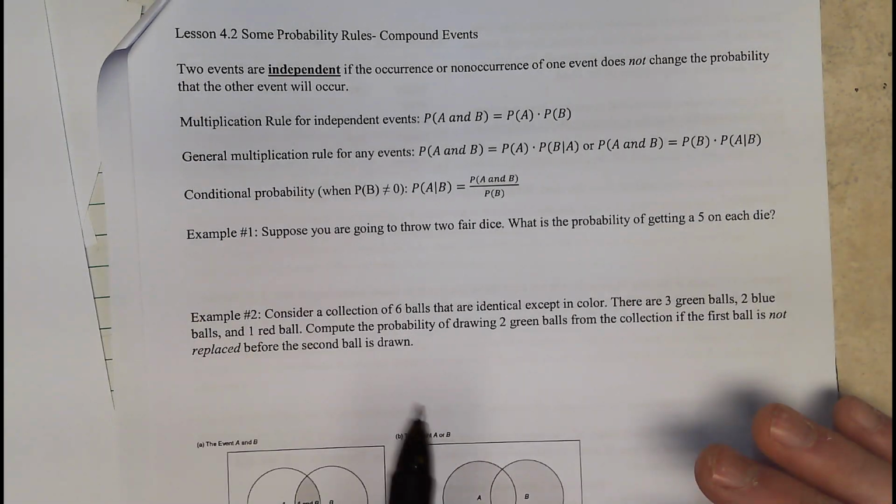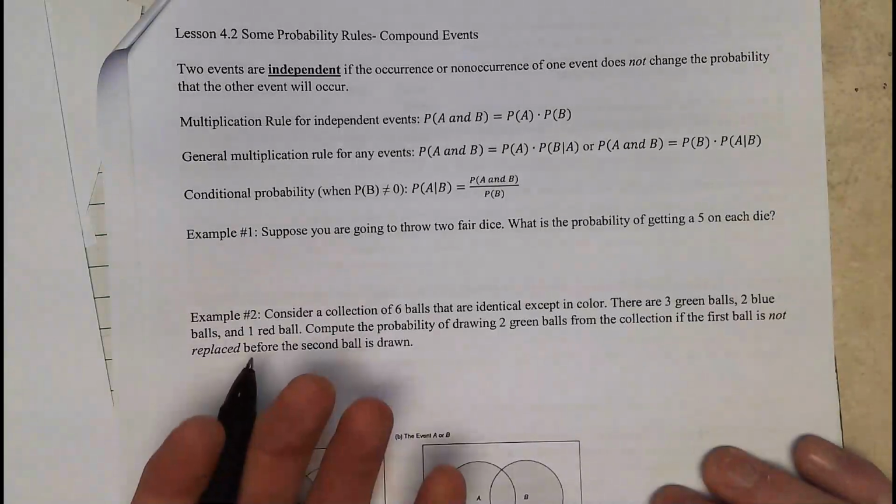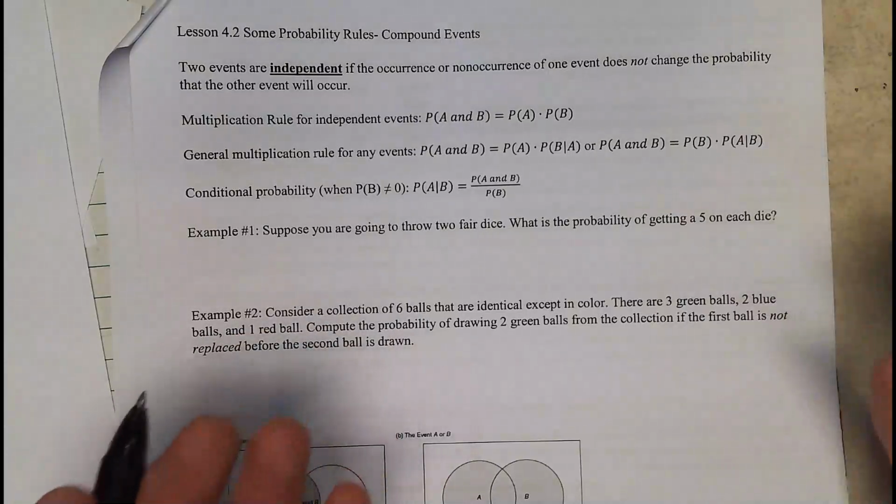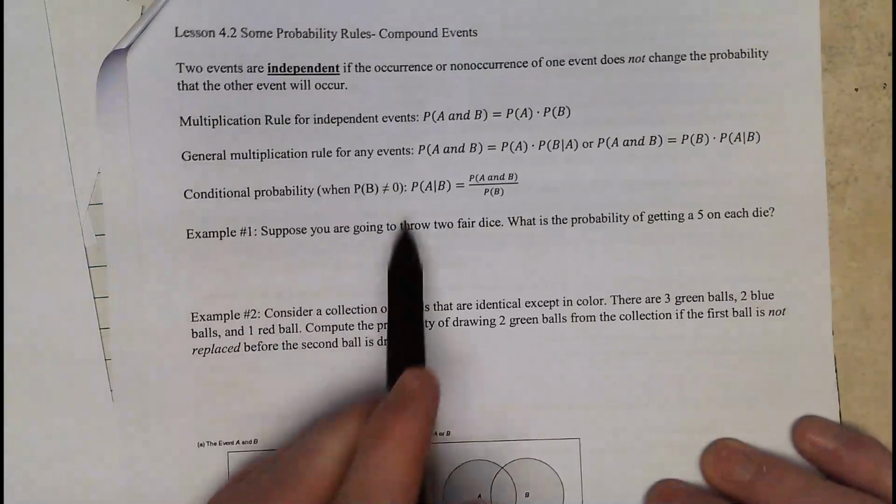does not change the probability of another one. So if I were to flip a coin and roll a die, the coin flip would have no impact on the die roll or whatever I get on the die. So those would be independent events.